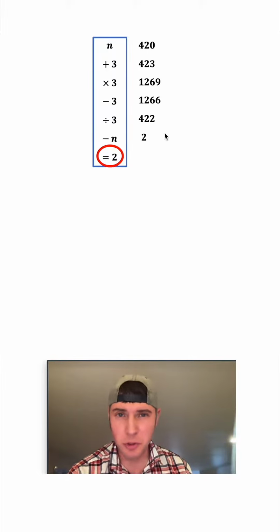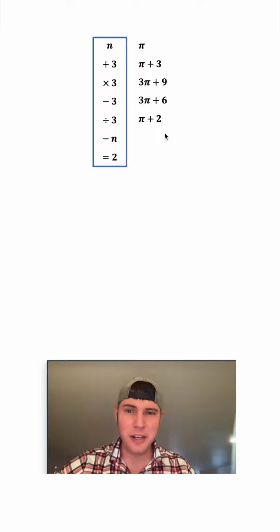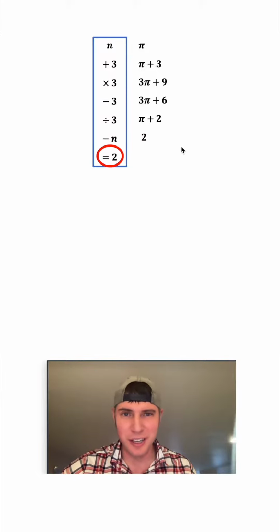It also works with 420 and with decimal numbers. In fact, pi will also work. If you add 3, multiply by 3, minus 3, divide by 3, and then subtract pi, you're back at 2 again. So there's more to this.